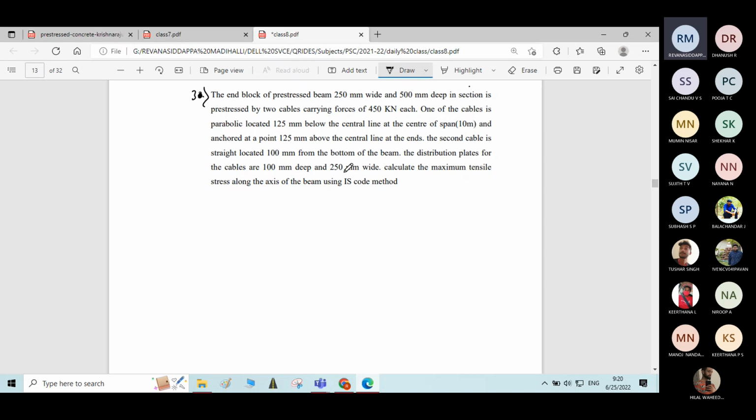The distribution plates for the cables are 100 mm deep and 250 mm wide. Calculate the maximum tensile stress along the axis of the beam using the IS code method.